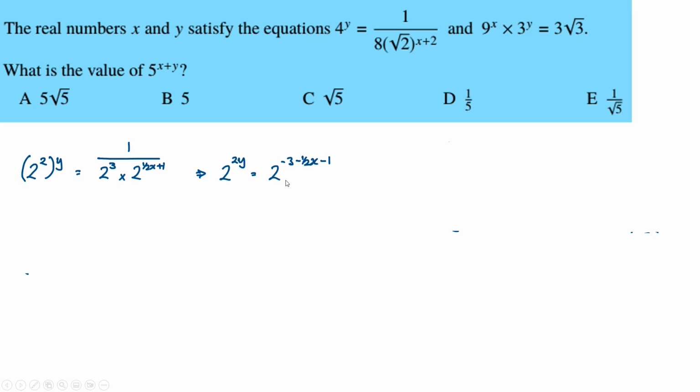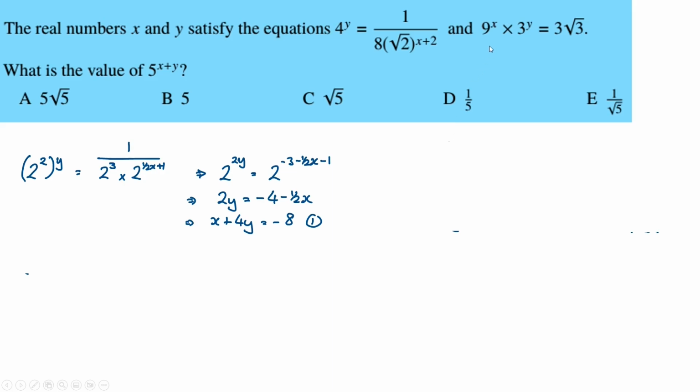The key to all these questions is you want to get the base the same. And if the base is the same, that means the powers must equal each other. In other words, I can say 2y is equal to 3 minus 1, which is minus 4, minus a half x. Do a little bit of rearranging to make it slightly neater, and I've got x plus 4y equals minus 8. I'll call that equation 1.